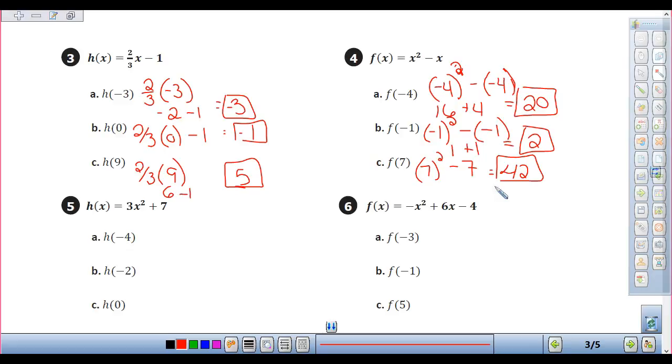What happens if they have a number in front of my x squared? What do I do first? Well, okay, so I've got 3 times negative 4 squared plus 7. Do I take 3 times negative 4 and square it? No. Or do I take negative 4 and square it first? Yeah, I've got to square it first. I have to do my exponent first. So negative 4 squared is 16, 3 times 16 is 48, plus 7? 55.